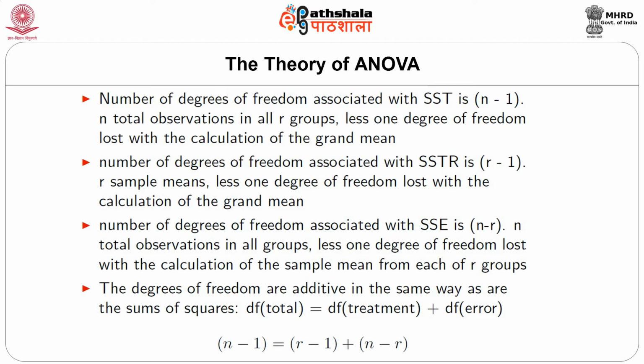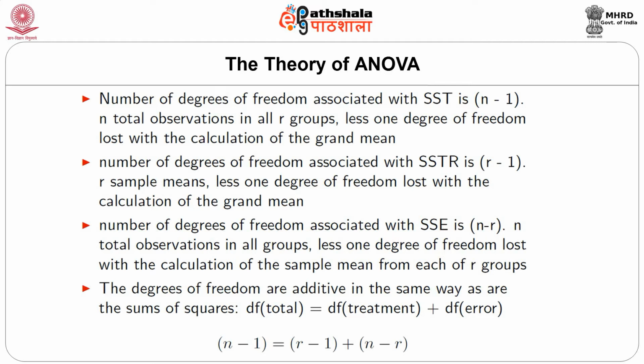The number of degrees of freedom associated with SSE is n-r: n total observations in all groups, less 1 degree of freedom lost during calculation. So you understand, when we are doing calculation, we are losing various degrees of freedom. The degrees of freedom are additive in the same way as are the sums of squares.